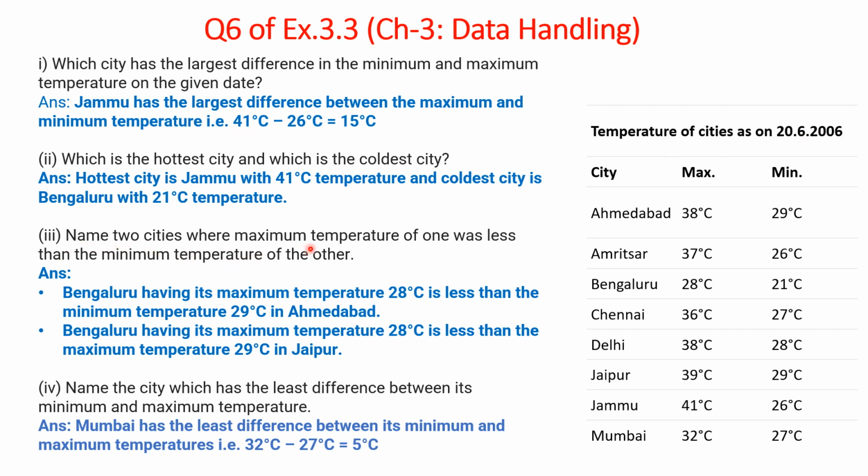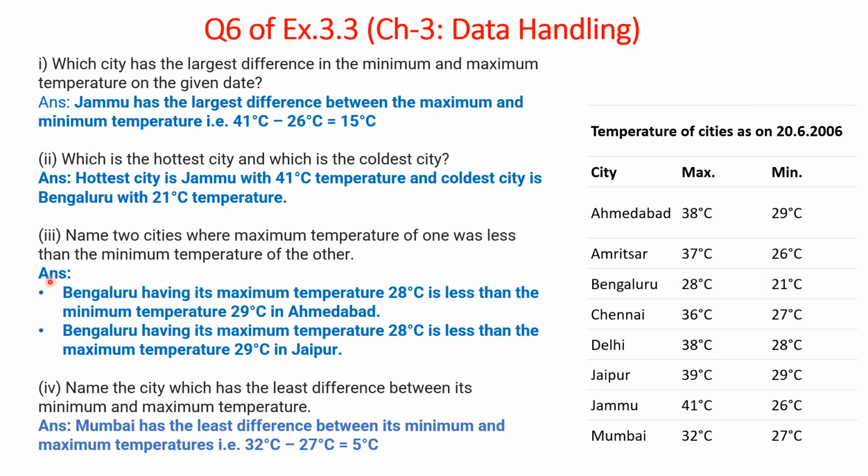Third is name two cities where maximum temperature of one was less than the minimum temperature of the other. हमें दो ऐसी सिटीज बतानी है जिनका टेम्परेचर तो मैक्सिमम दिया है, फिर भी कुछ ऐसी सिटीज हैं जिनका मिनिमम टेम्परेचर भी उनके मैक्सिमम टेम्परेचर से ज्यादा है। थोड़ा कंफ्यूजिंग है, बट लेट्स सी द डेटा एंड देन चेक.